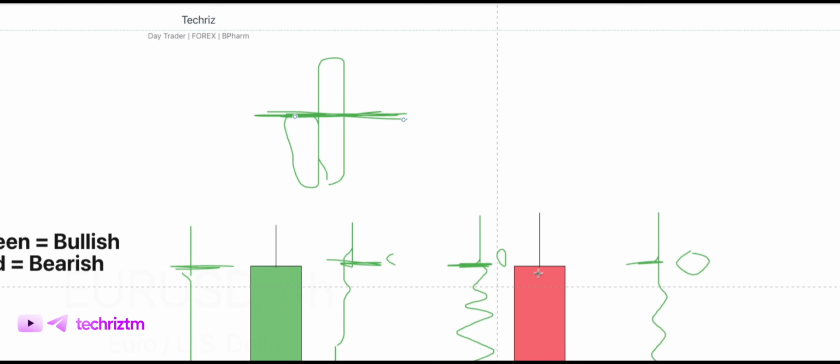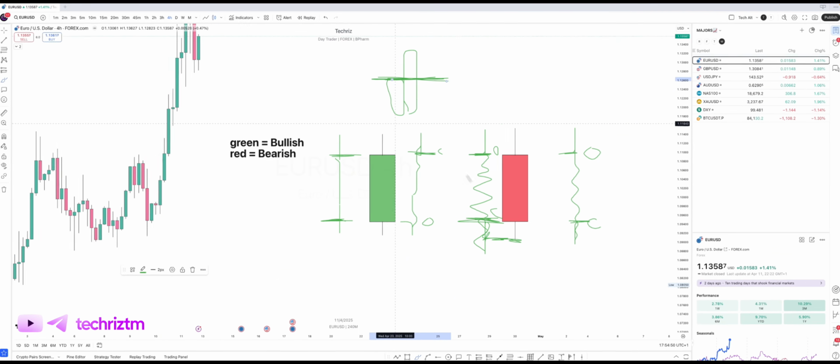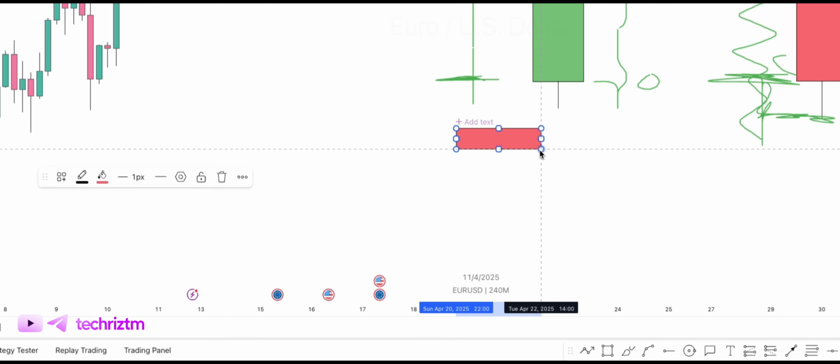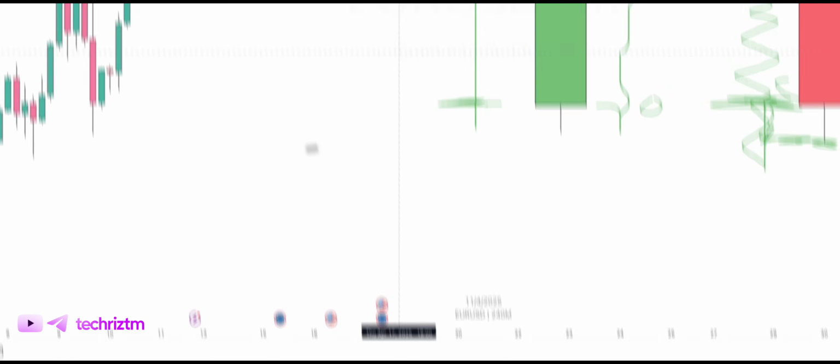So it's very important to note the open and close of these candlestick prices. These wicks do not mean anything. These wicks, they most times don't mean anything at all, right? So that's something to actually take note of.